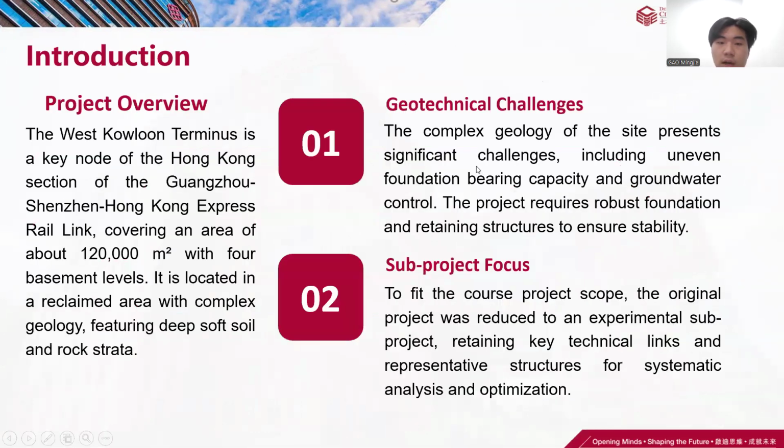A key component of the Hong Kong section of the Guangzhou-Shenzhen-Hong Kong Express Rail Link, this massive infrastructure project covers an area of approximately 120,000 square meters and includes four basement levels, all situated on reclaimed land with highly complex geology. The site presents significant geotechnical challenges, including deep soft soil, variable rock strata, uneven foundation bearing capacity, and groundwater control. These conditions demand robust foundation and retaining structures to ensure long-term stability and safety.